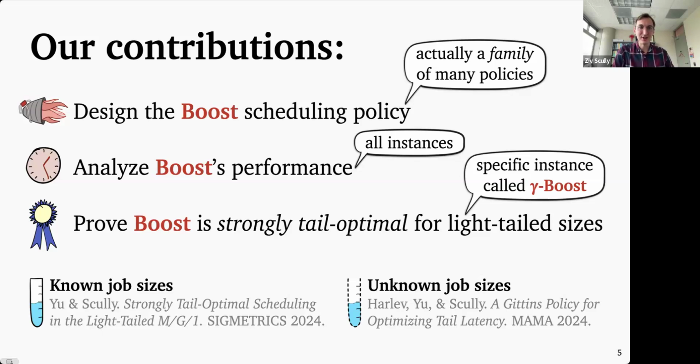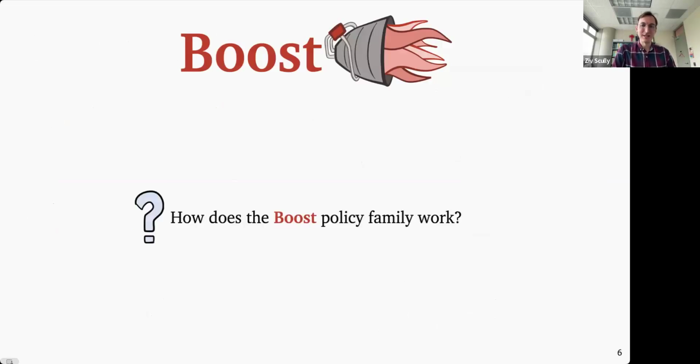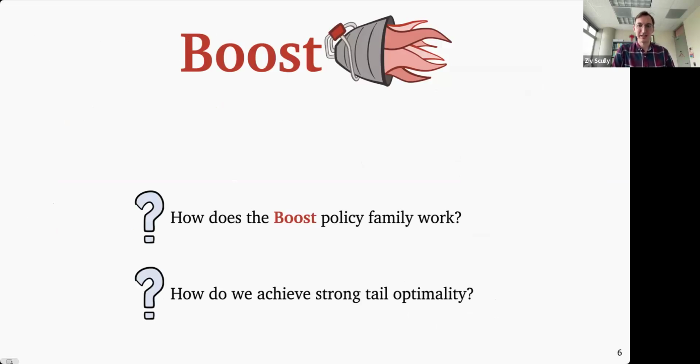Okay, so this is kind of what we do. Here's an overview of the main questions I'm going to focus on in the rest of the talk. First, you're probably wondering, what is this family of policies? How does this boost family work? And how do we use it to achieve strong tail optimality? I will get to these questions, and it turns out the answers are actually not that complicated.